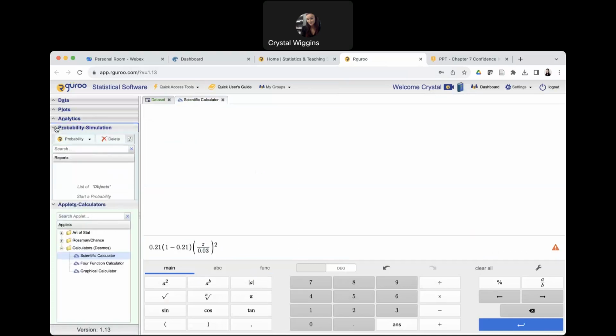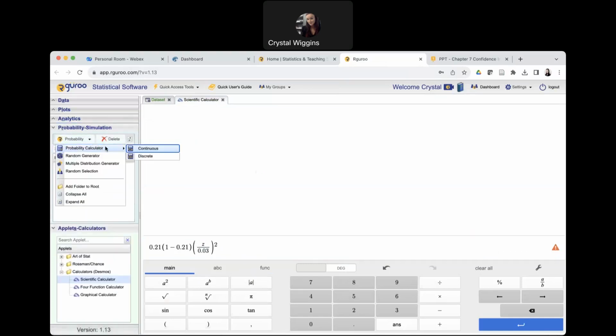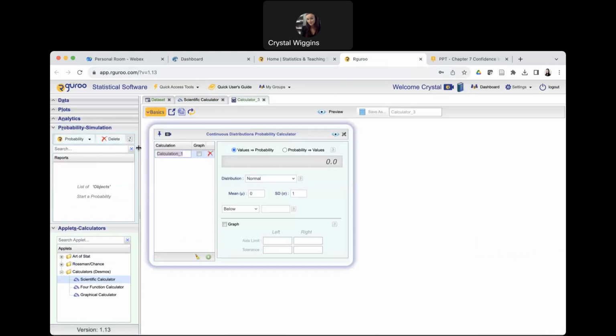So if we come over here to our handy dandy continuous probability calculator that we've used a bit now, we ask ourselves, are we being asked to calculate a probability? Are we trying to find values? We are trying to find critical values, so we definitely need to change the mode of the calculator.